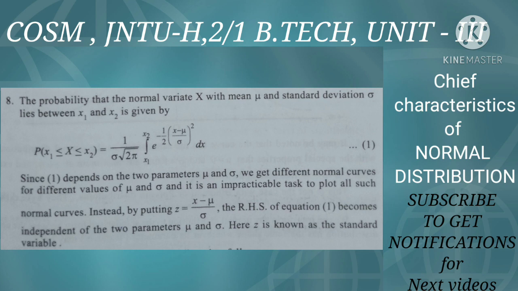We get different normal curves for different values of mu and sigma, and it is an impracticable task to plot all such normal curves. Instead, by putting z equals x minus mu divided by sigma, the right-hand side of equation 1 becomes independent of the two parameters mu and sigma. Hence z is known as the standard variable. This is also a very important point. It is always somewhat difficult to evaluate integration problems. To overcome this, we always try to convert to the standard normal variable z, by putting x minus mu divided by sigma equals z.